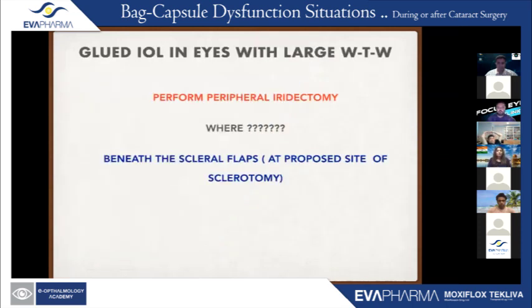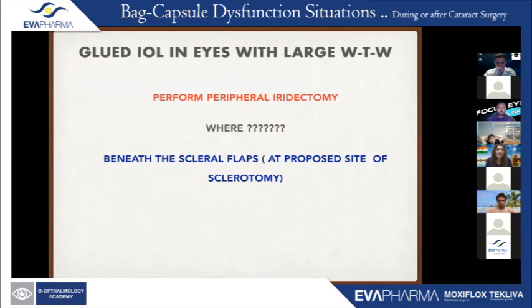You might not have the same situation when you are doing a glued IOL. You might have eyes which have larger white to white diameter, and you might also have eyes which have smaller white to white diameter. The problem comes in when you are doing the intrascleral fixation with glue in larger eyes with larger white to white diameter, I would say maybe 13 millimeters or something like that.